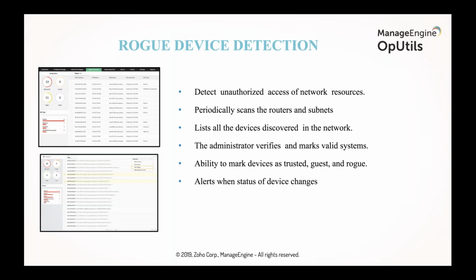The rogue detection feature will allow you to receive email alerts when the status of a device changes, and you can mark particular IPs as trusted, guest, or rogue. Guest validity is also available, where you can give validity only for a certain period during which the device will be trusted in your network, and once the validity is over, it will automatically notify you so that you can decide what exactly you need to do with that IP address further.